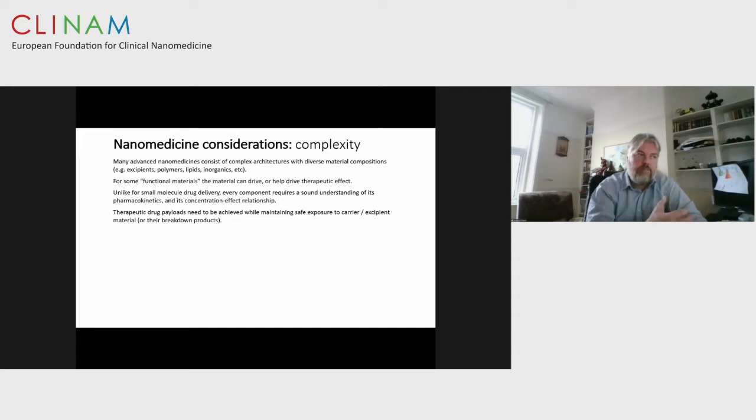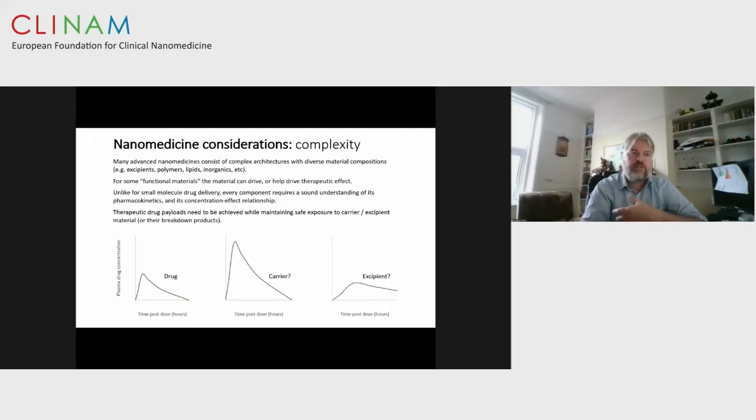So the therapeutic drug payload needs to be achieved while maintaining a safe exposure to the other materials that we're using in order to deliver that therapeutic component. We might understand the drug pharmacokinetics and the influence of the nanomaterial on the drug pharmacokinetics, but we also need to understand what the carrier material is doing. We also need to understand what the excipients are doing, and we need to understand the exposure response in terms of the safety for all the components of these various materials.